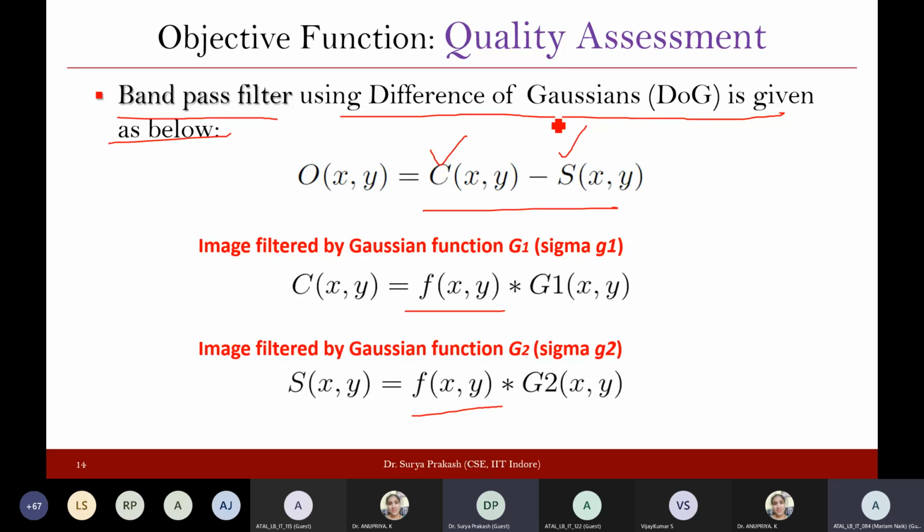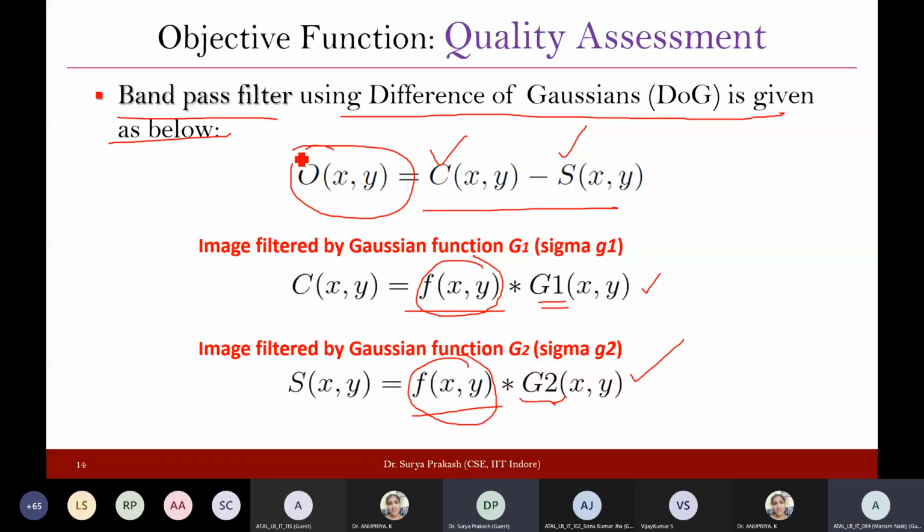In short, when we create the DOG image, it is the subtraction of two images filtered using Gaussians with two different sigma values. The same image is filtered by a Gaussian with, let's say, sigma 1, and by another Gaussian with sigma 2. With the two Gaussians you are smoothing the images, and then you subtract these two images to get O xy. So O xy becomes a band filtered image.